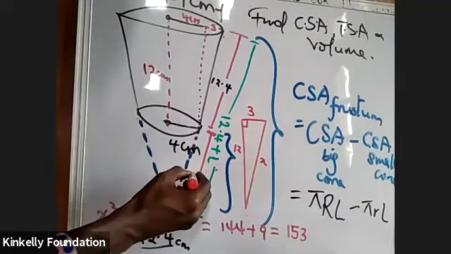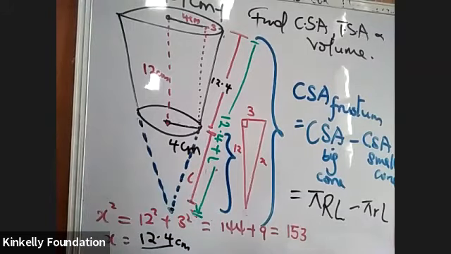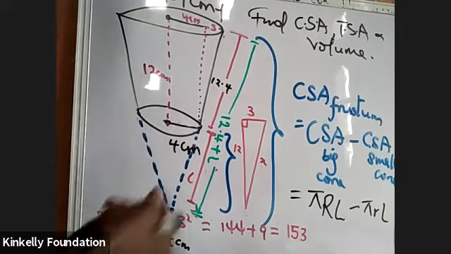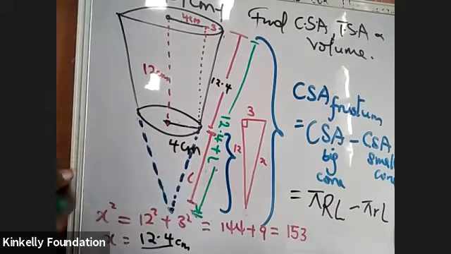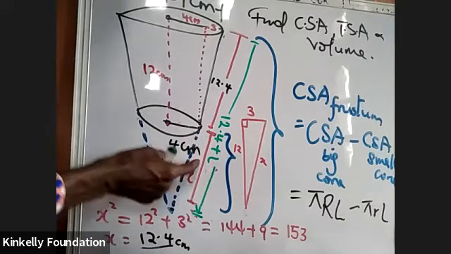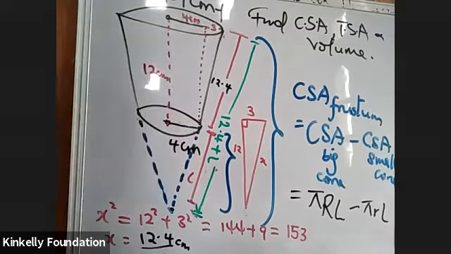This small one is L. Now we are going to use similar triangles to find the value of L, since we have this 4 cm and we have 7 cm here.